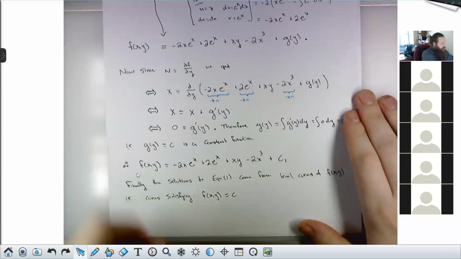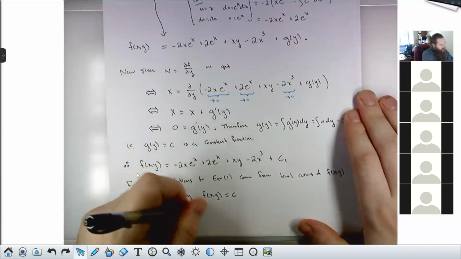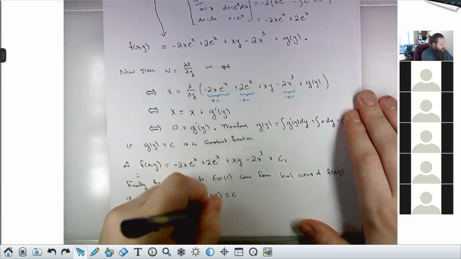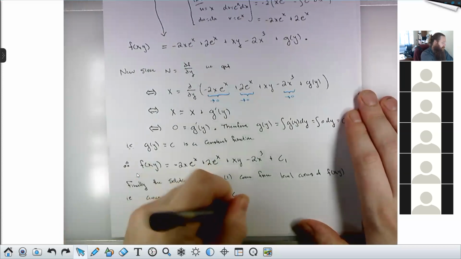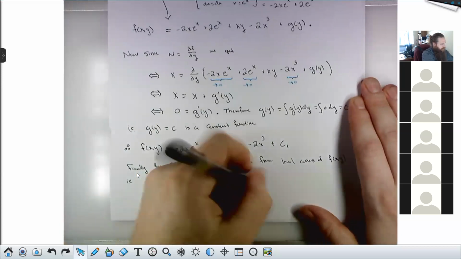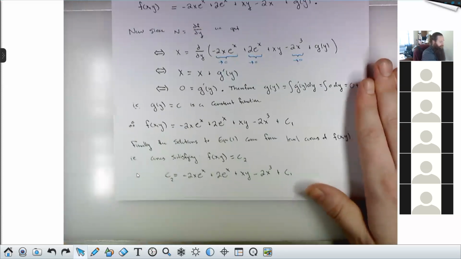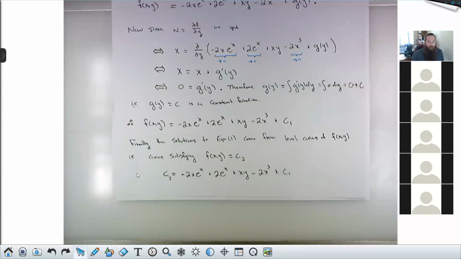So our implicit solutions here would be c equals negative 2x e to the x plus 2 e to the x plus xy. I'll call this c2 for now, minus 2x cubed plus c1. And then what you realize is it doesn't matter. I had a quick thought here, like maybe this constant we could have skipped writing, but it really doesn't matter because I'm going to subtract c1 over and then just call c2 minus c1 some new c.